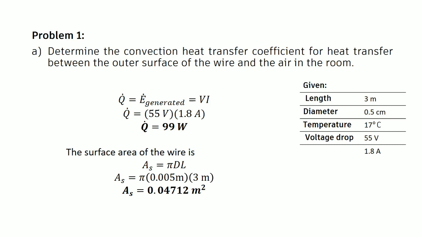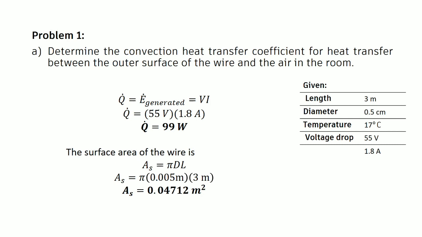For the surface area of the wire, we have pi multiplied by its diameter and its length. We have a diameter of 0.5 centimeter. Let's convert it into meters: 0.005 meters. And for our length, that is 3 meters. We now have the surface area of the wire to be 0.04712 square meter.